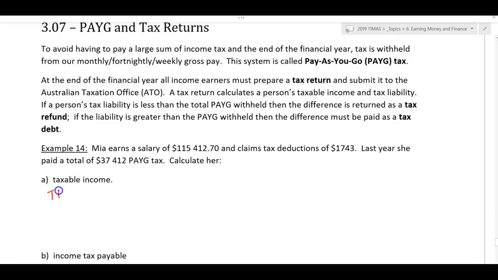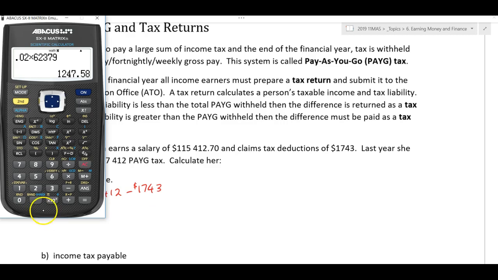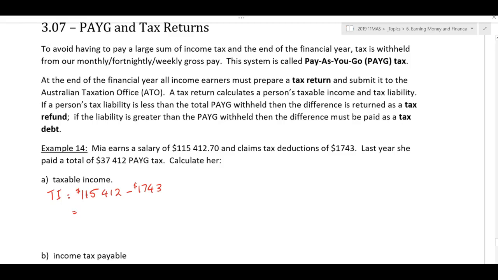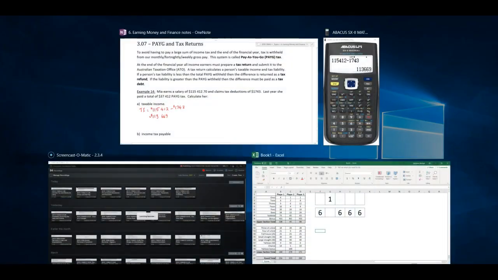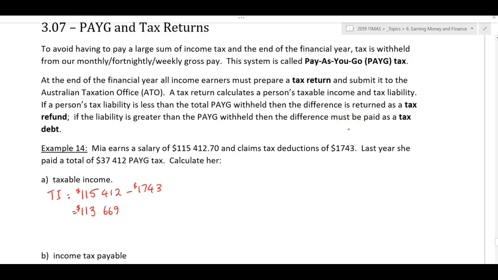So my taxable income, I'm going to say TI for taxable income, equals $115,412.70. In fact, I'm going to say 412. Remember, we can round those down. 412 minus 1743 equals, come on calculator, here we go, 115,412 minus 1743, our allowable deductions, and we end up with $113,669. Did I get that right? 113,669. There we go. That is Mia's taxable income. It's a little bit less than her salary.